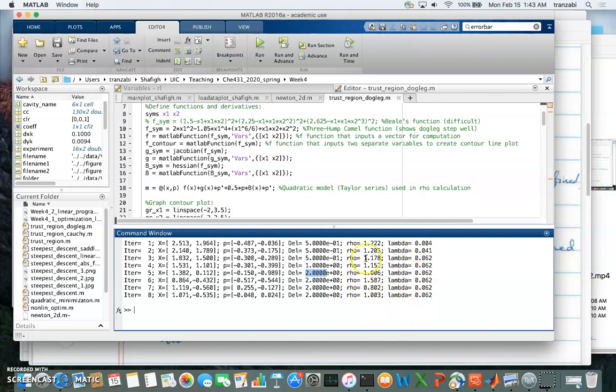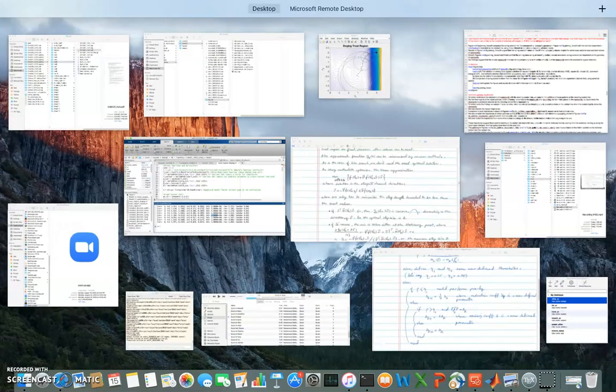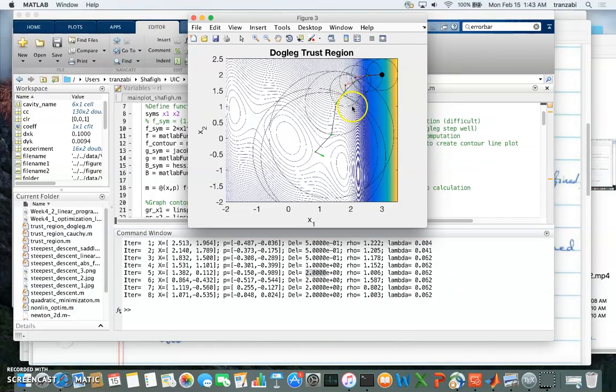And these are the lambdas. This is the rho, which is the ratio of the change in the function divided by the change in the Taylor series version of the function. I also have a plot for it. These are the circles that I was talking about. Initially we start from this point. This is the trust region. That means our step size cannot go beyond this.